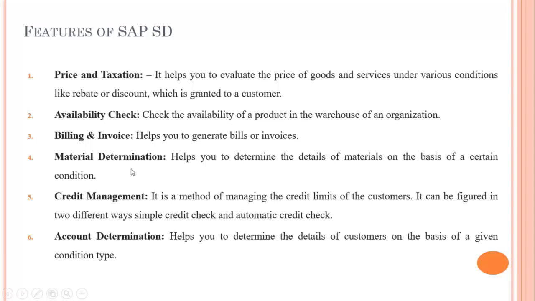Fourth is material determination. This feature of SAP SD helps you to determine the details of the material on the basis of some conditions. Next is credit management. SAP SD helps you to manage the credit limits for the customers. It can be configured in two different ways: simple credit check and automatic credit check. And the last feature of SAP SD is account identification. It helps you to determine the details of customers on the basis of some particular condition.